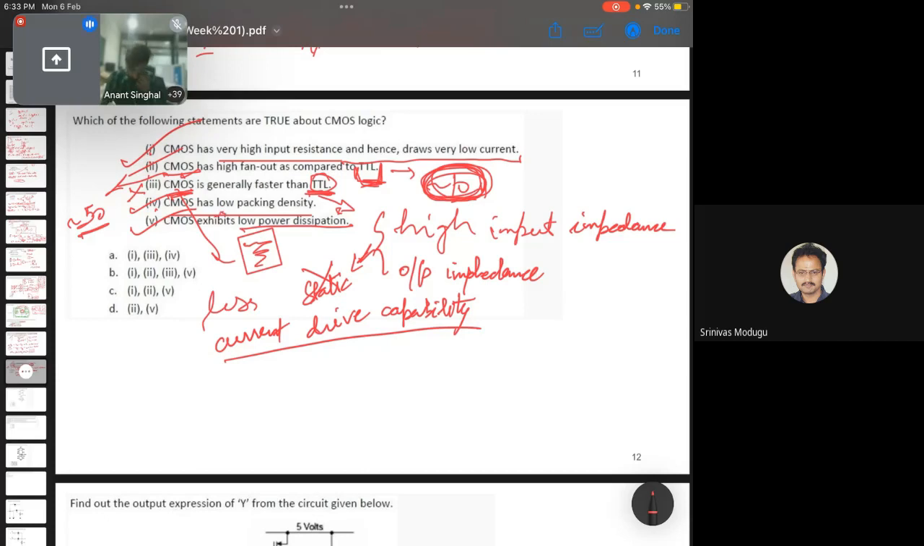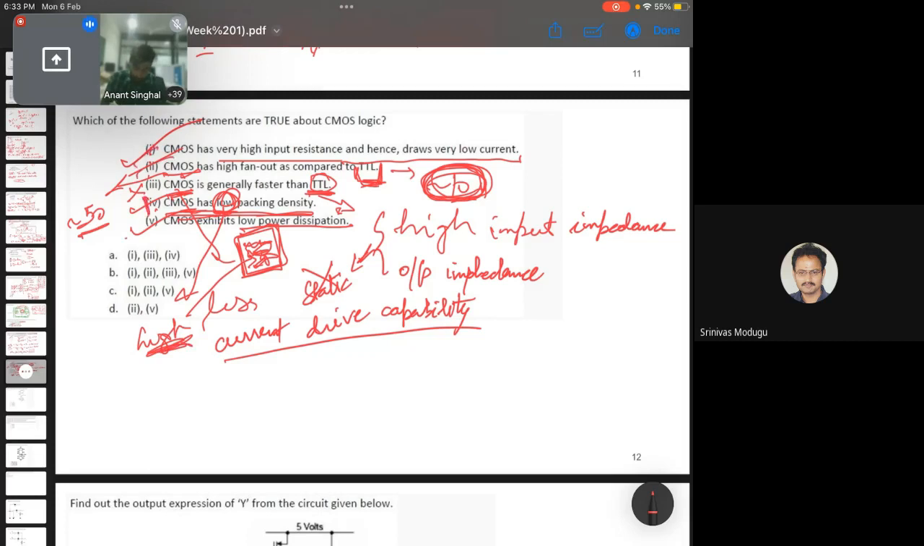Okay, this CMOS has a low packet density, it has been written. So no, CMOS has a high packet density. Sorry. Since for a smaller area, it can have a large amount of chips. So please be attentive. I said that CMOS has a low packet density. It is not true. CMOS has a high packet density. So this option is also wrong.